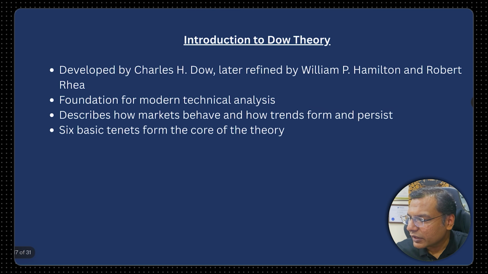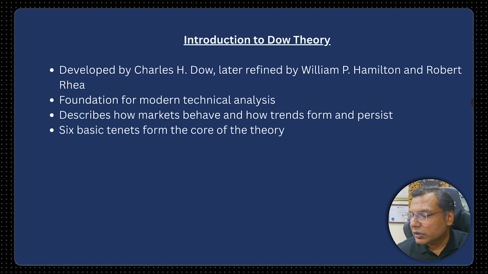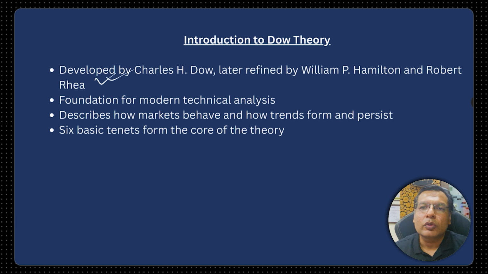First we will start with an introduction, what Dow Theory is and how it came about. It was developed by Charles H. Dow, who is also known as the father of technical analysis, and then it was refined by his followers, William Hamilton and Robert Rhea. What Charles Dow did, he was publishing newsletters, in the form of the Wall Street Journal as we know it today. He was the founder of the Wall Street Journal, and he started publishing newsletters to his clients, and he was using the Dow Theory.